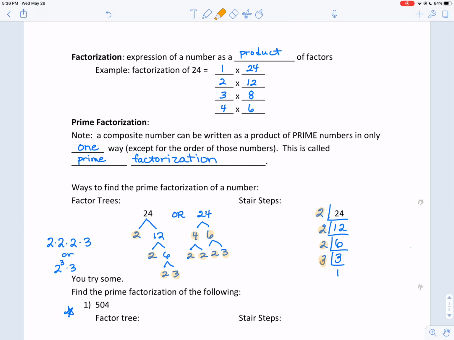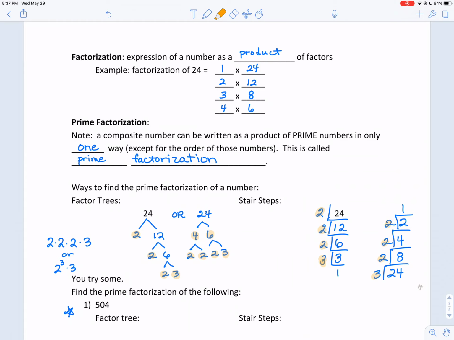Now I personally like my stair steps to go up. And this tends to be less confusing to students as well. And I'm going to go up this time, but I started with a different number. I said 24 can be divided by 3, and I'll have 8. Then I divide 8 by 2 and get 4, 4 by 2 and get 2, 2 by 2 and get 1, and once again, I still have the same answer that I had before with 3 2s and a 3.